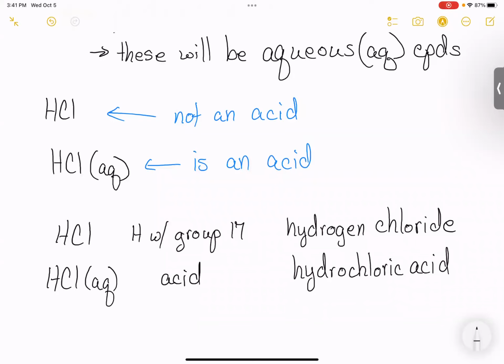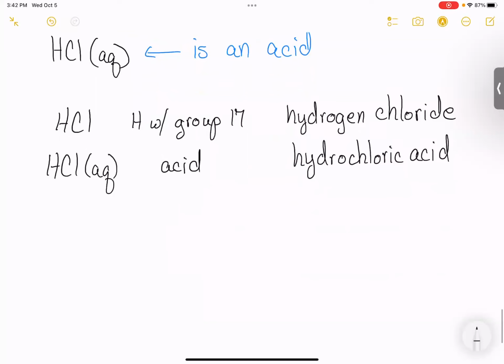Why is one acidic and one isn't? Because one is dissolved in water. And it's only once it dissolves in water that, so let me explain by drawing a chemical reaction. If I have HCl by itself, it is a gas. That's what the G means. And I add it to water, which is a liquid.